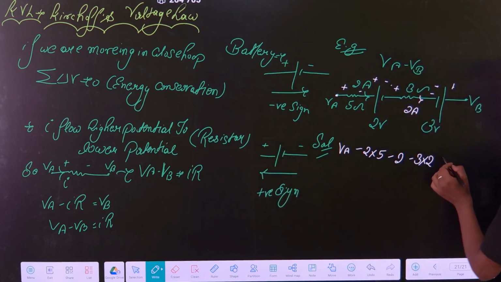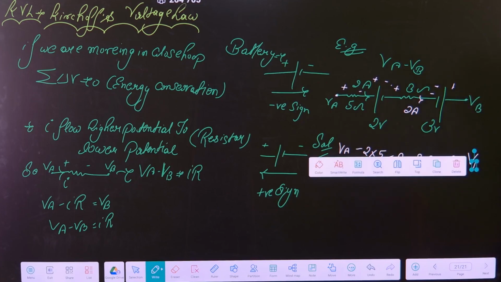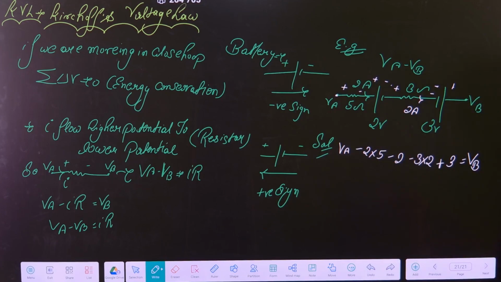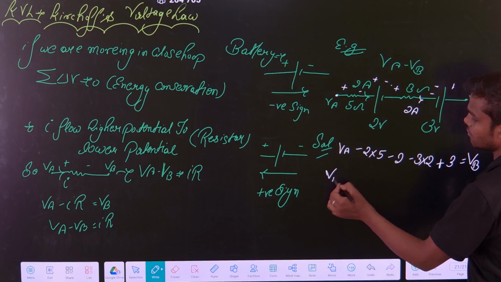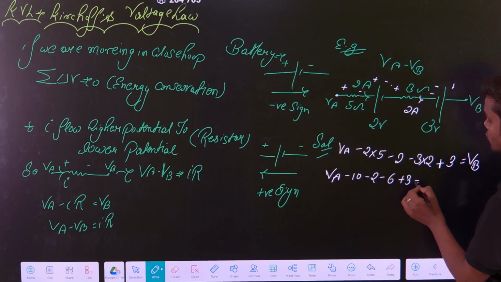So we will take plus sign, plus how much? 3 volt. That is equal to this potential. Clear? That is equal to this potential. Now you calculate this. VA is equal to minus 10 minus 2 minus 6 plus 3 is equal to VB.